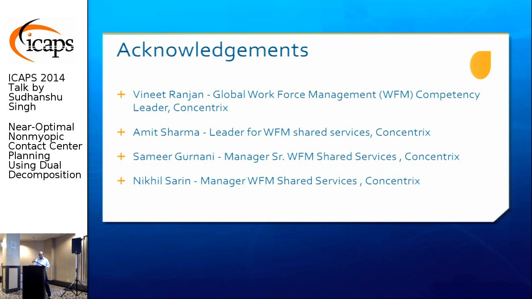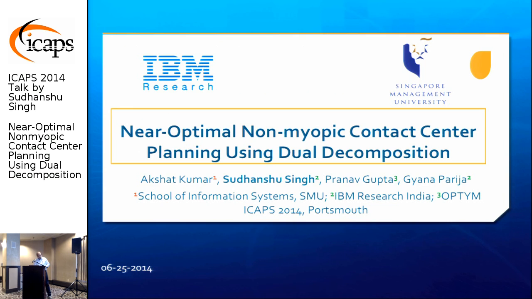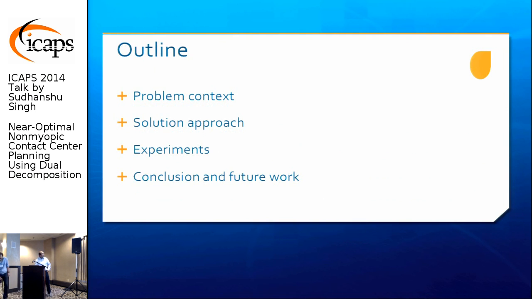So with that, it's called Near Optimal Non-Myopic Contact Center Planning Using Dual Decomposition. So I'm gonna describe the problem context first, then I'll briefly describe the solution approach and what experiments we did, and I will finish with the conclusion and future work.